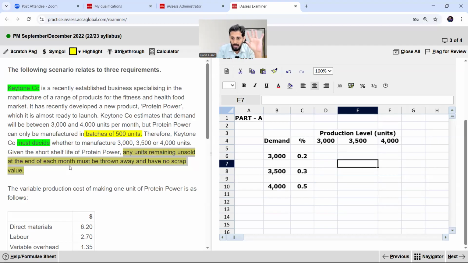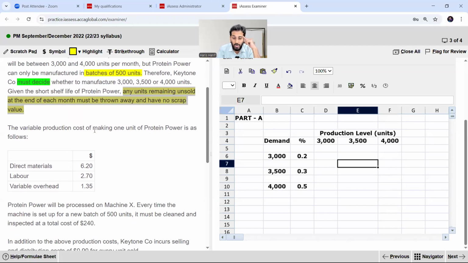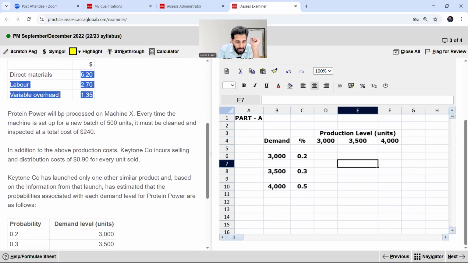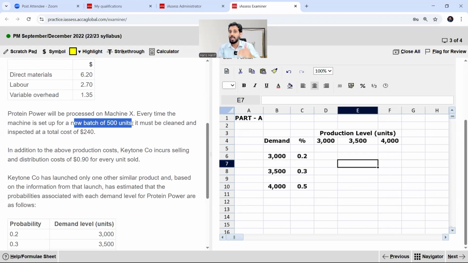Now let's move on to the further information. This is very simple, crystal clear. The variable production cost of making one unit of protein is as follows: direct material, labor, and variable overheads. This is the per unit manufacturing cost. Protein will be processed on machine X. Every time the machine is set up for a new batch of 500 units, this is a very important point. In this particular question, one batch is equal to 500 units.